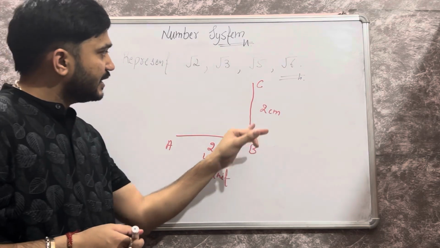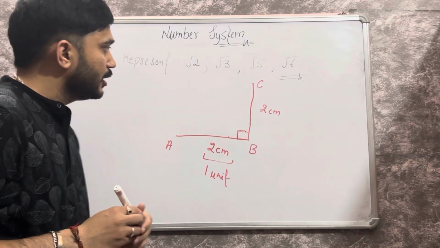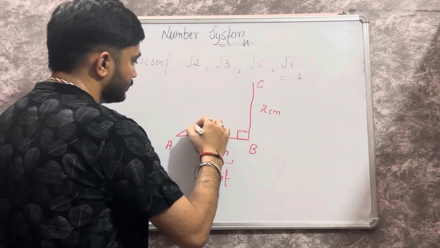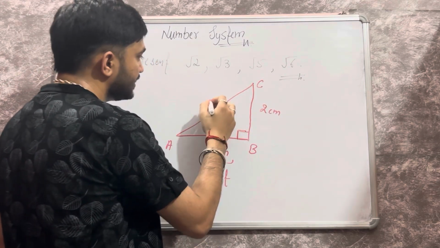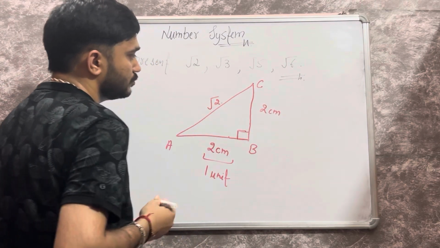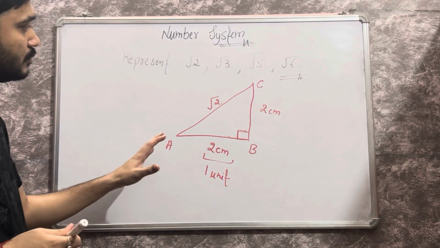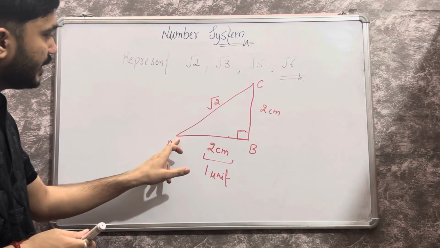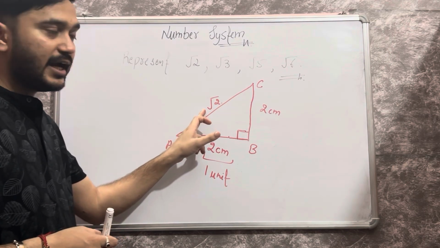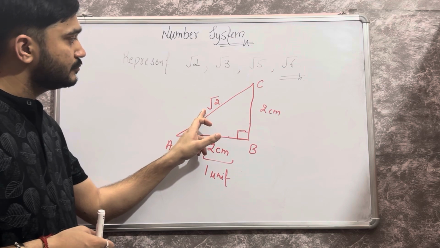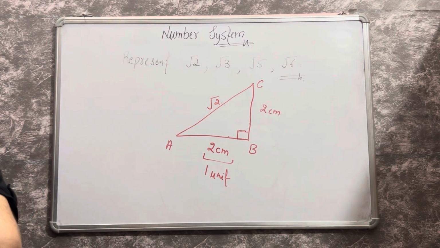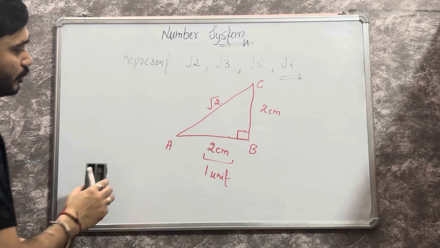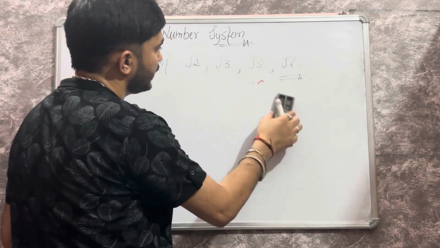After making this line of 2 centimeter here, you are going to join AC and represent AC as under root 2. Any doubt? Here AC is under root 2. Any doubt? Good. Now how are we going to represent under root 3 here?